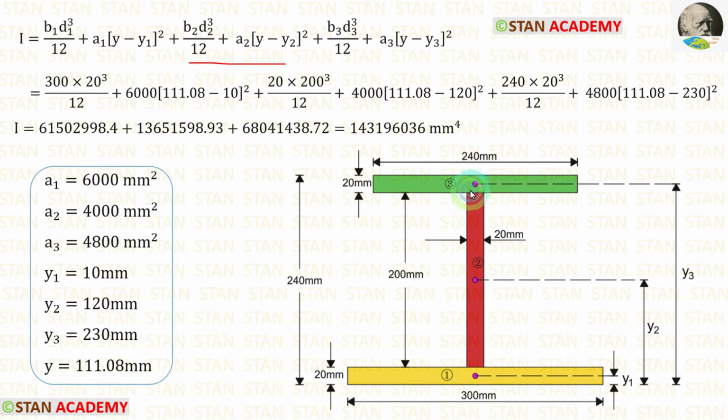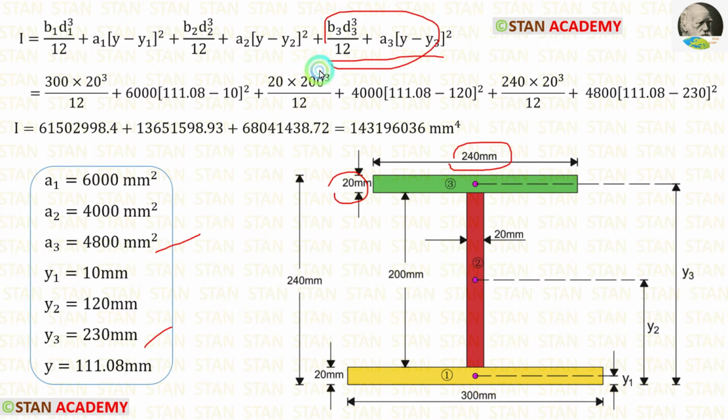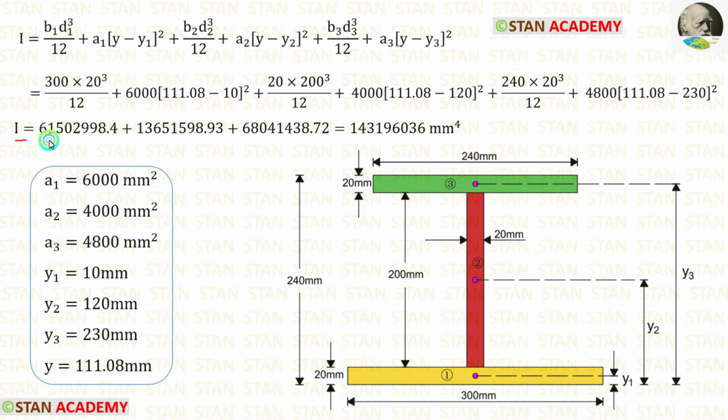For the second part, breadth is 20, depth is 200. Also we have calculated a2, y2. We can apply all of them. For the third part, the breadth is 240, depth is 20. Also we calculated a3, y3. We can apply all of them. After the calculations, we are finding the moment of inertia.